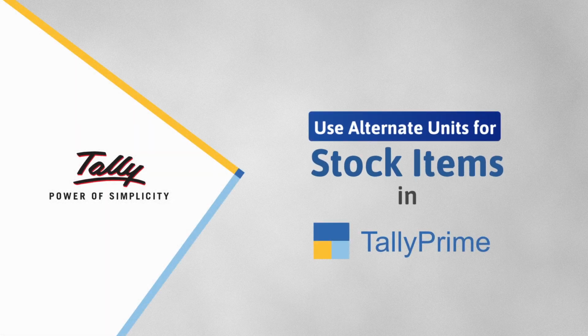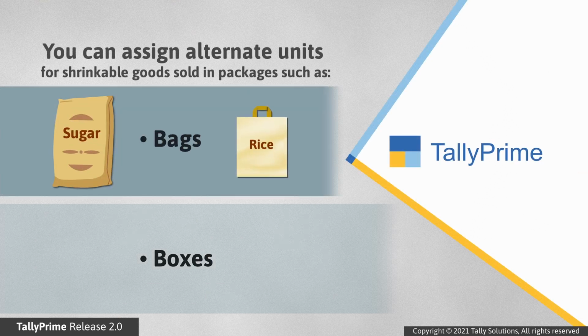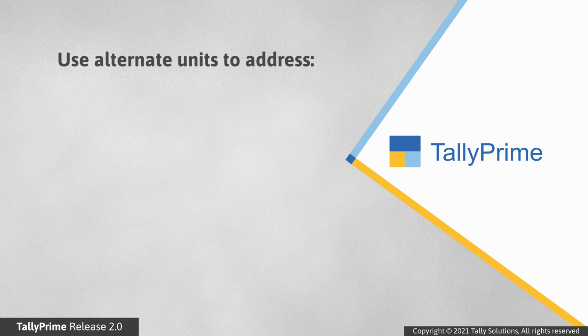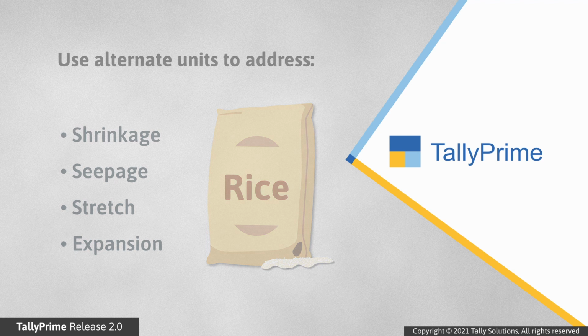In this video, you will learn to assign an alternate unit for a stock item and use it while recording transactions. Using the alternate units feature, you can assign flexible units for goods that are sold in custom-sized bags or boxes. This helps you address the shrinkage or seepage and stretch or expansion of goods due to natural causes.